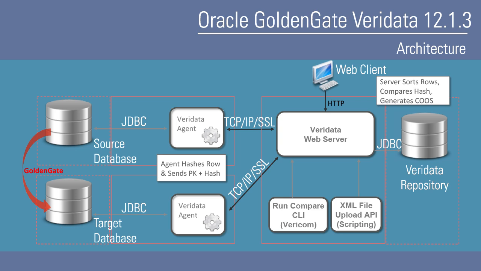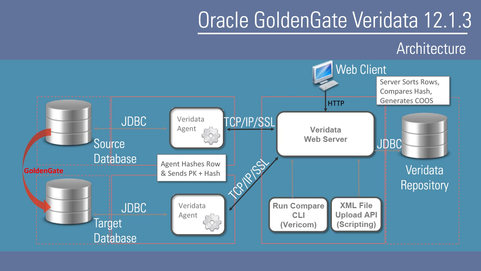They'll literally do a select star, usually on the first run, and then they'll hash that data and send the data and the primary key over the network. So we're not sending the entire select query over the network. Typically, we're just sending the hash value and the primary key over to the Veridata server.